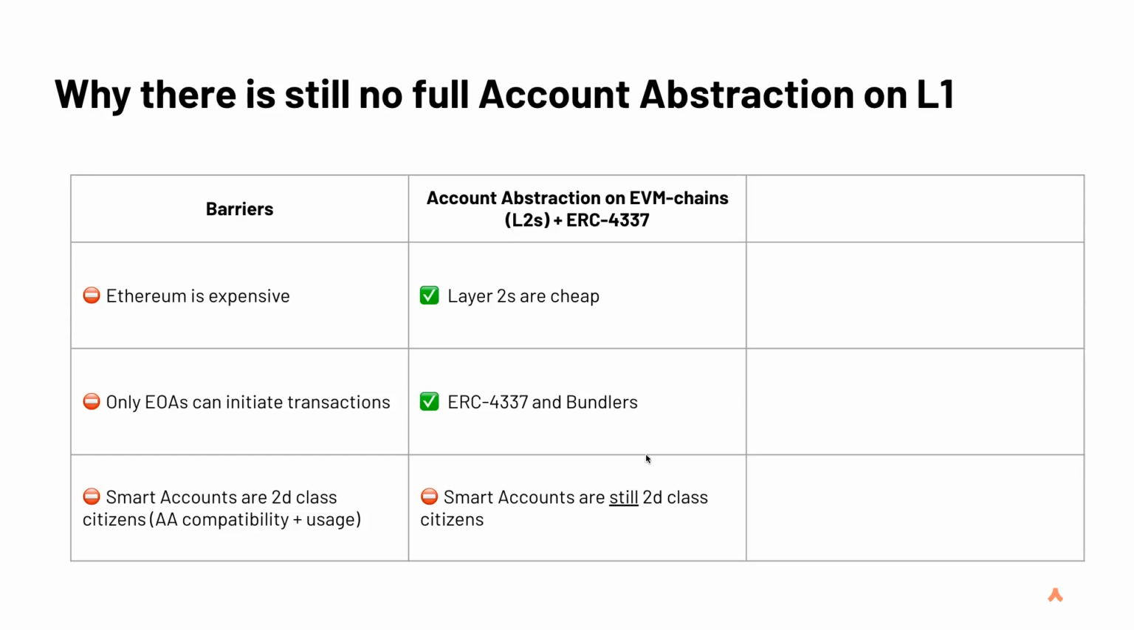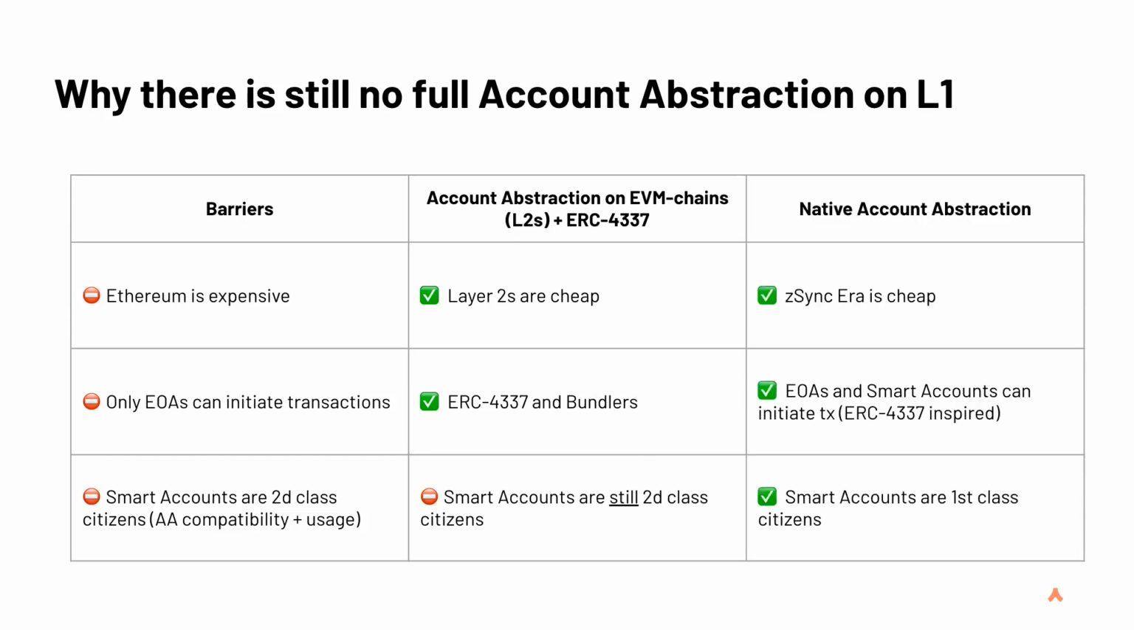But then we also have a last issue that is not solved. On layer 2s, most layer 2s at least, smart accounts are still second-class citizens. dApps don't build for smart accounts because you still have to build two different experiences. And that's why native account abstraction is very important. And that's why having native account abstraction on zkSync era makes a difference, because zkSync era is a layer 2, it's much cheaper. But then also EOAs and smart accounts can initiate transactions on zkSync era, right?